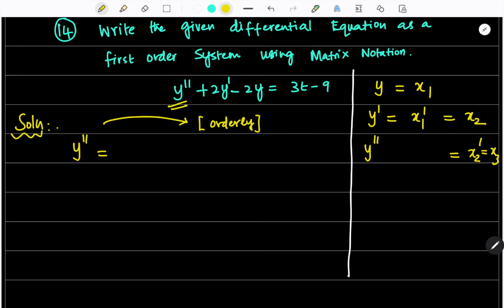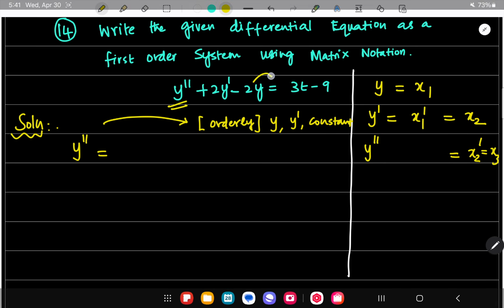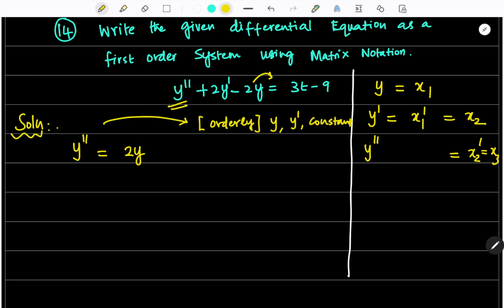What do you mean by orderly, teacher? It means y, y dash, then constant. Right, like that. So what is the first one? This 2y is going to that side, so it will be plus 2y. This 2y dash is going to that side, so it will be minus 2y dash.